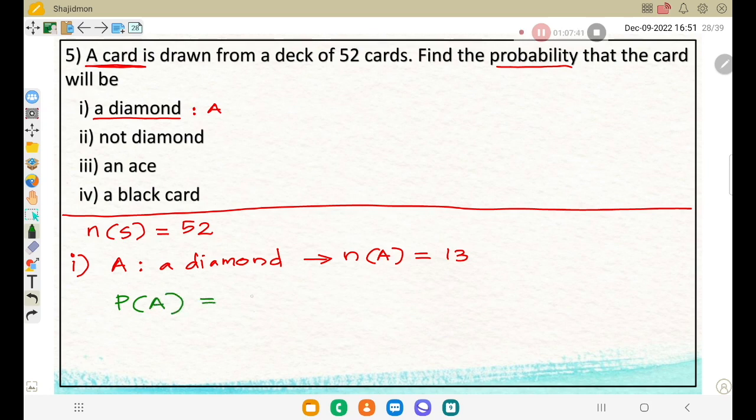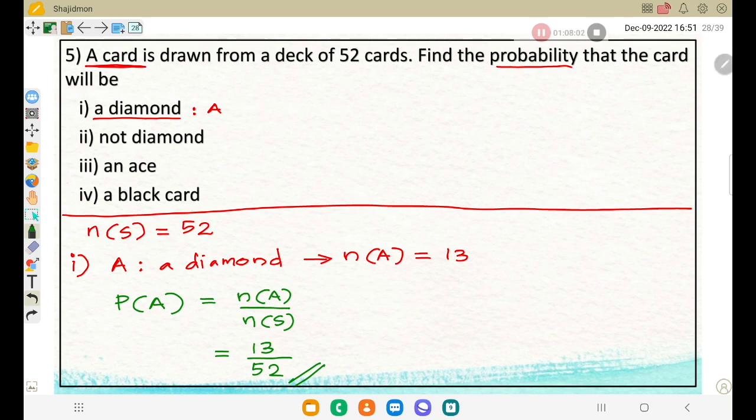Probability of A equals number of elements of A divided by number of elements of S. Correct? That means number of elements of A is 13. Total number of the sample space, total number of cards, is 52. 13 divided by 52. Hope you understood.